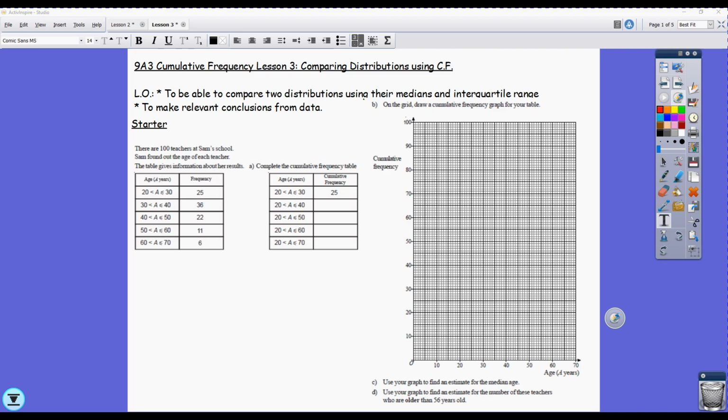So it could be that you have two rival companies, and you're maybe a market researcher, and you've got data for both of them. You make cumulative frequency graphs for both of them for some situation, like maybe length of time. Maybe we're looking at call center times.